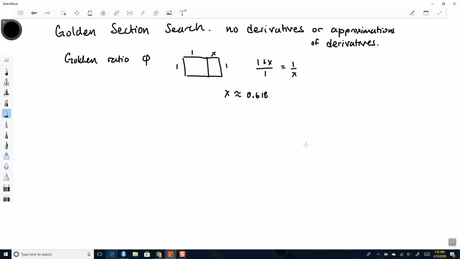And so 1 divided by 0.618 is approximately equal to 1.618. The true golden ratio is whatever value this is: 1 divided by that number is equal to 1 plus that number.